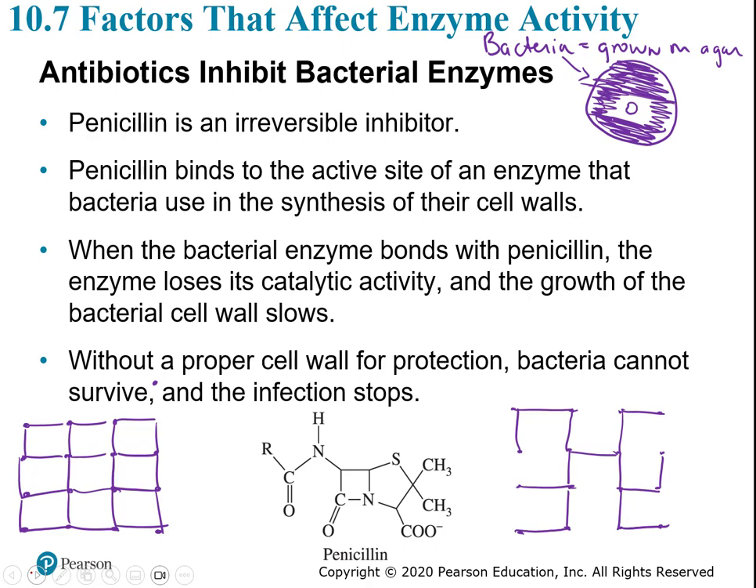Antibiotics, in many cases, are actually inhibitors of enzymes that bacteria and viruses use. And so one that was found was penicillin. It's kind of interesting. Penicillin was found by accident. It wasn't like they researched it and discovered it. It was actually found by accident because this was right when they were starting to grow bacteria.